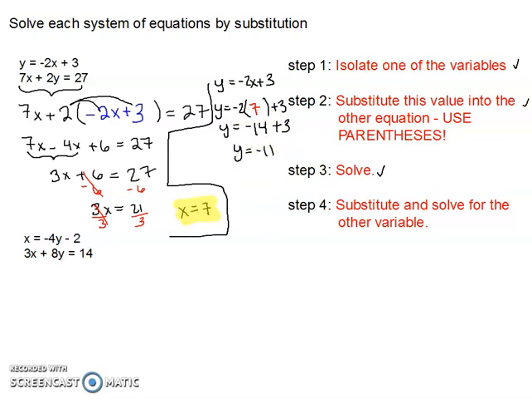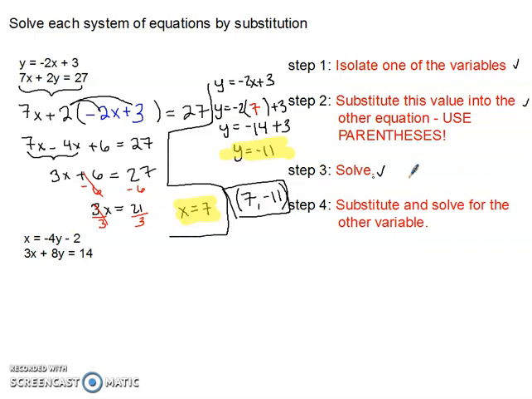So my ordered pair, I have an x value of 7 and a y value of negative 11, meaning that my ordered pair solution is 7, negative 11. This is the point where the two lines intersect. I'll walk you through one more, and then I'm going to have you practice the rest on your own.